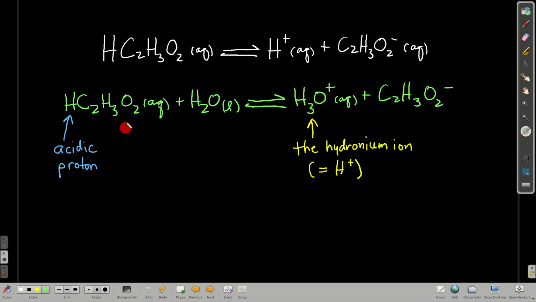Now, if we look at acetic acid, there are 4 hydrogens in this molecule, but only one of those is what we call an acidic proton. The acidic proton is the one that will dissociate in water or will react with a base if we put a base in with it.